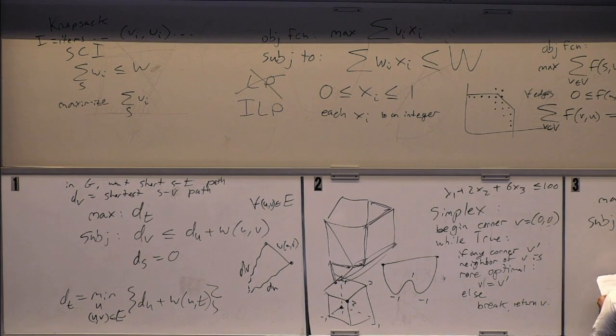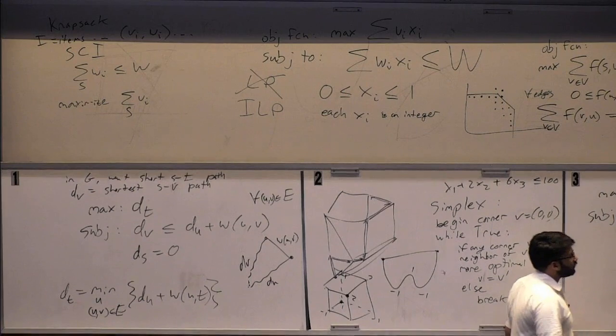2x1 minus x2 is less than or equal to 4. x1 plus 2x2 is less than or equal to 9. Minus x1 plus x2 is less than or equal to 3. And then x1 is greater than or equal to 0, and x2 is greater than or equal to 0.